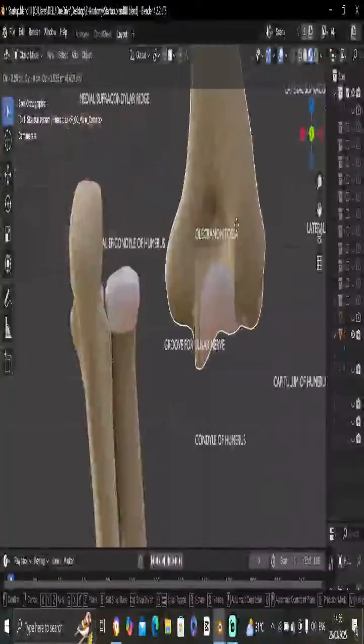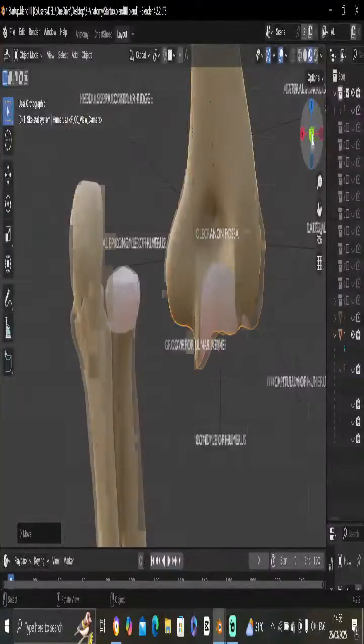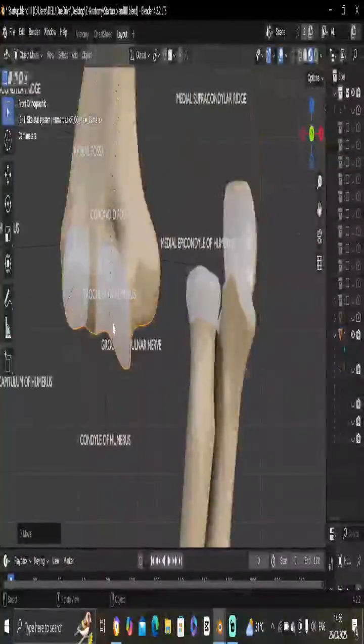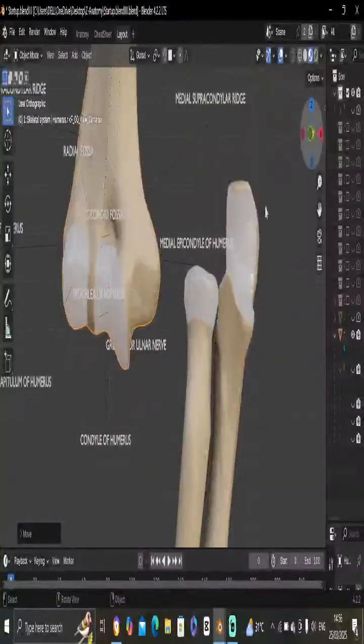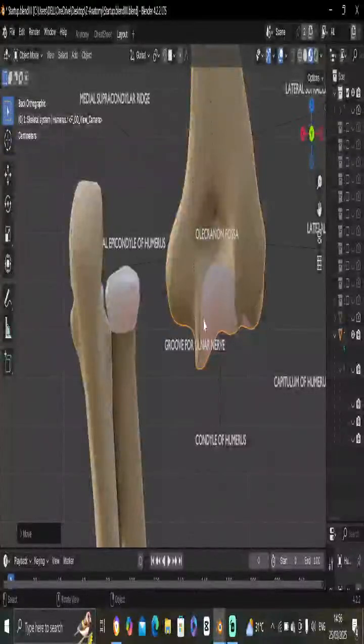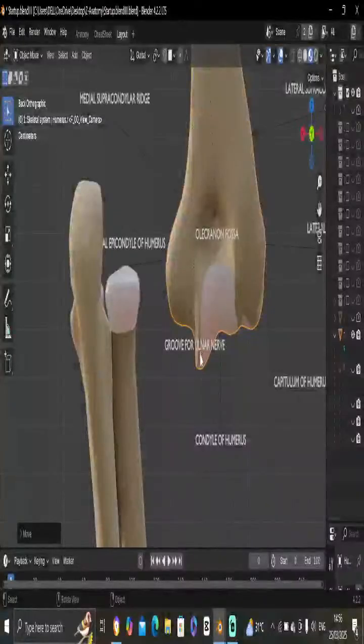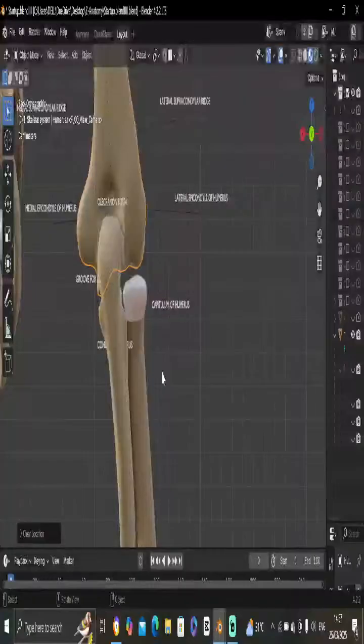Let me bring it down a bit. From the posterior aspect, let's go to the anterior side first. This is the capitulum, and this is the trochlea. If we look at it from the posterior aspect, we can see that the capitulum is not visible, but the trochlea is visible. Another thing we can notice is the medial end of the trochlea projects inferiorly, like this. This is responsible for something known as the carrying angle of the elbow joint.